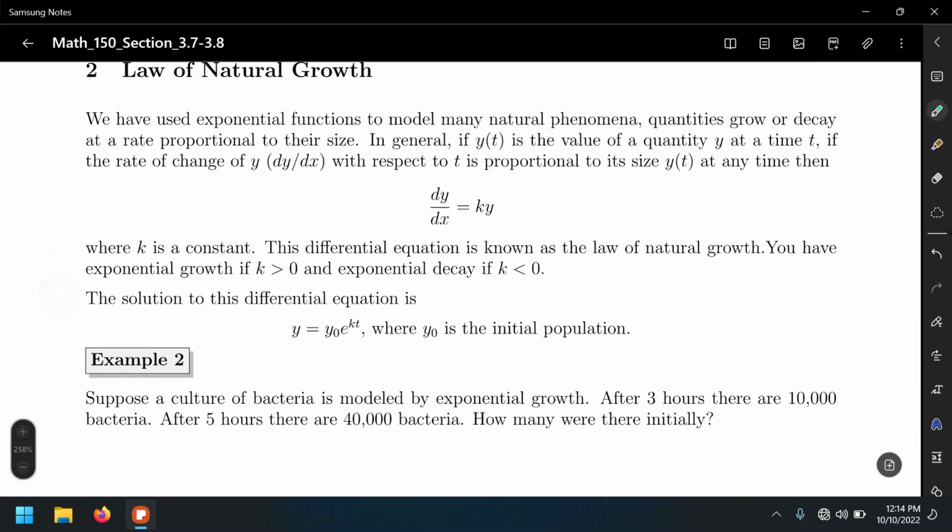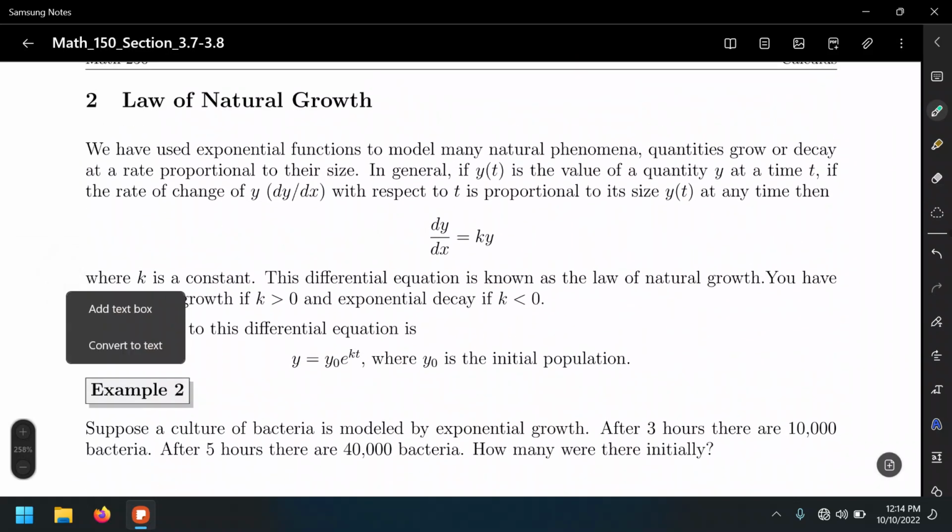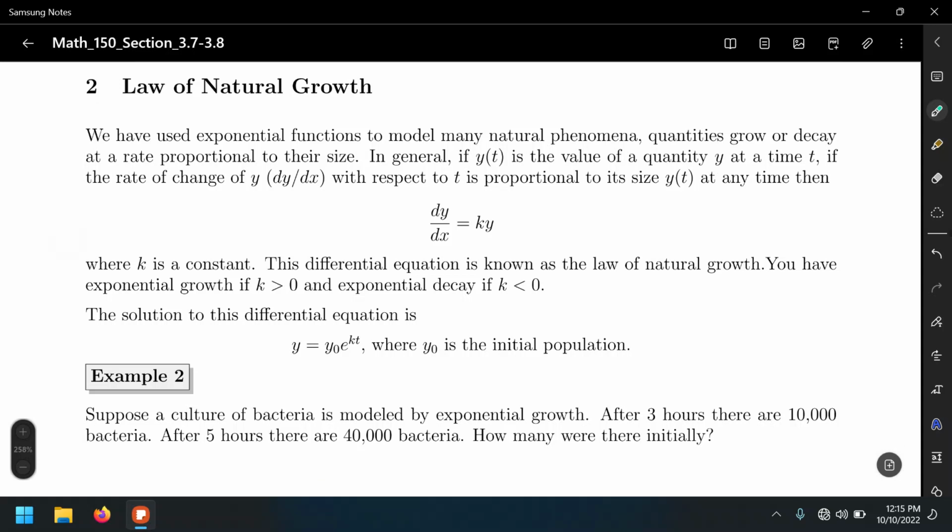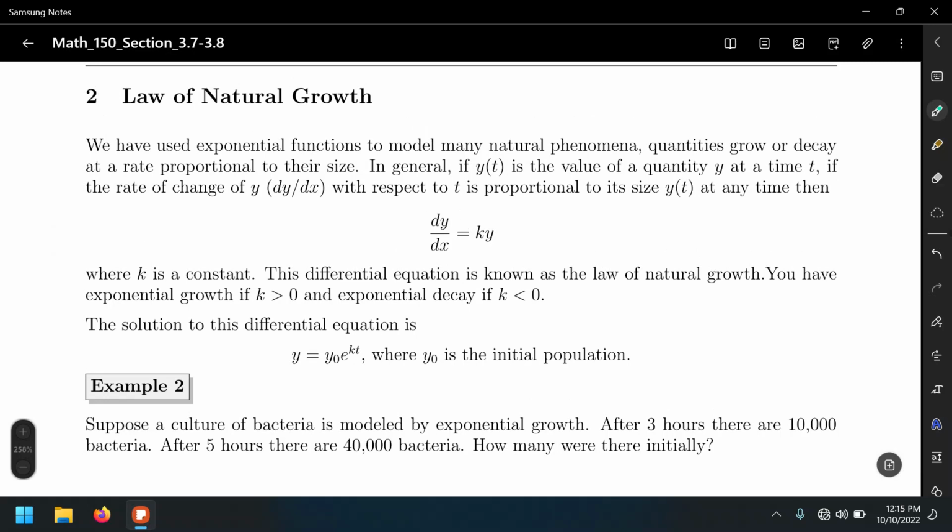So let's do another application, which in this case is the law of natural growth. It's a model that you have used before, whether in intermediate algebra, pre-calculus, or college algebra, depending on the course you have taken. The idea is that dy/dx equals ky. It's telling us that the population size, if we apply this to population growth in a community, changes with respect to time.